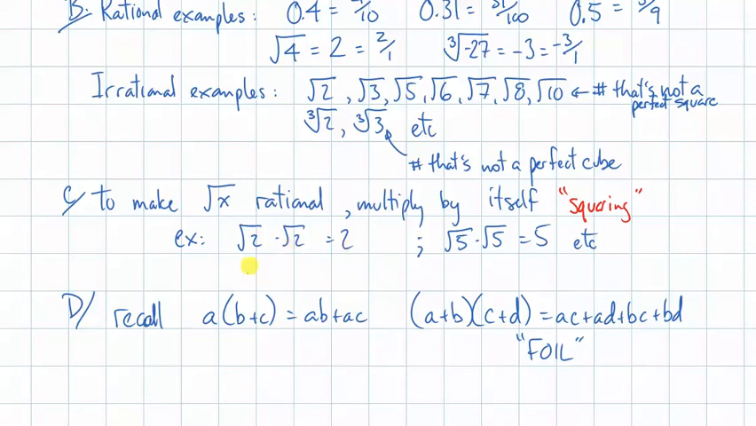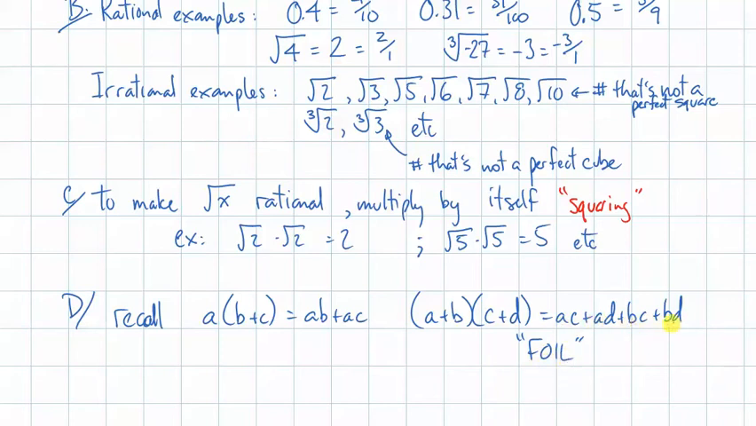Another thing you need to recall, how to expand different types of products. This is the distributive property. A multiplied by b plus c expands this way. Generally, if I have a binomial times a binomial, I use a process called FOIL. It's an acronym to remind us: first terms, outer terms, inner terms, and last terms, which is what I've written here in this expansion.